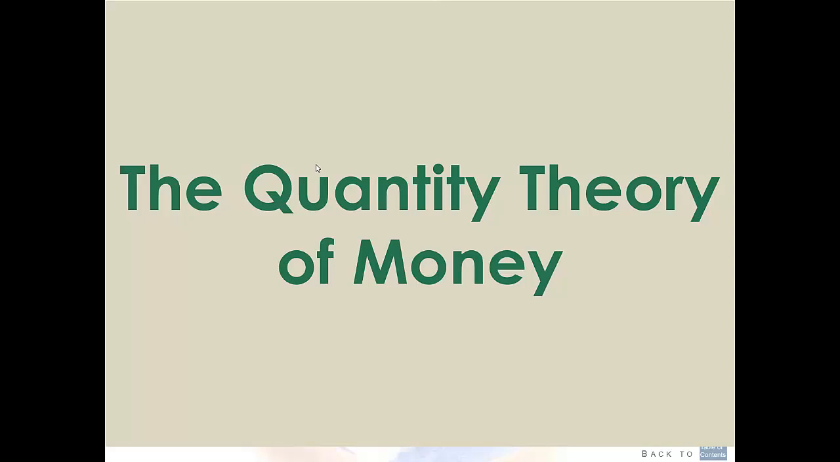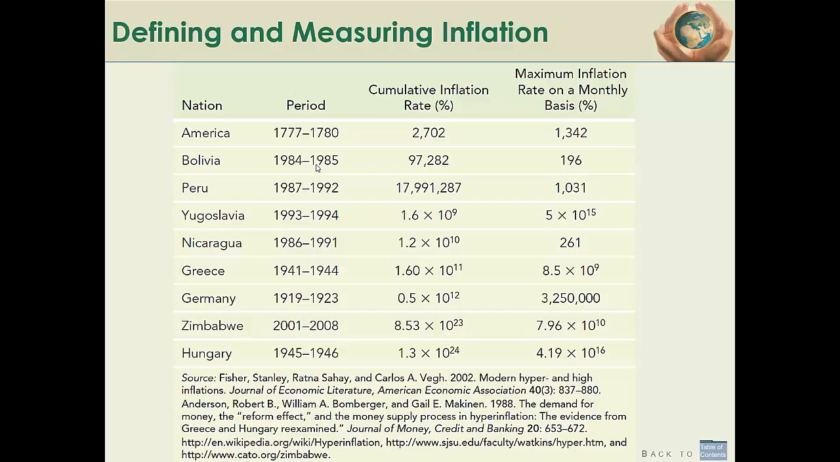In this video, we're going to talk about an important theory on inflation, and it's what's known as the quantity theory of money. Let's quickly revisit a table that we saw earlier. This table shows the inflation rates for some of the countries that have experienced the most extreme inflation rates in history. Recently, we see Zimbabwe had an inflation rate that on a monthly basis averaged about 7.96 times 10 to the 10th.